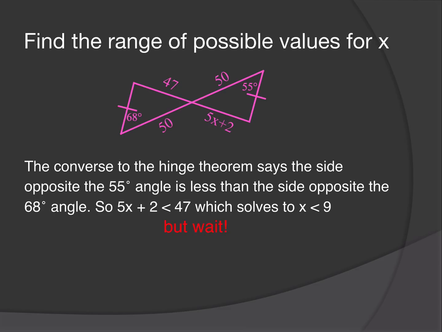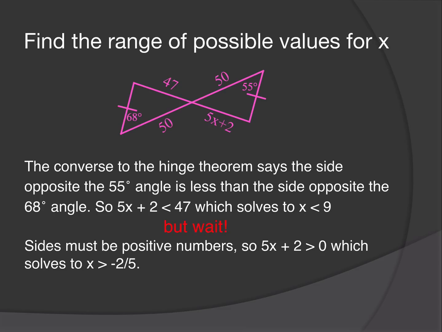These things are triangles, and they have sides, and sides must be positive numbers. So we know that 5x plus 2 must be greater than 0. And as a result, I have a range of values, and that range of values is between negative 2/5 and 9.